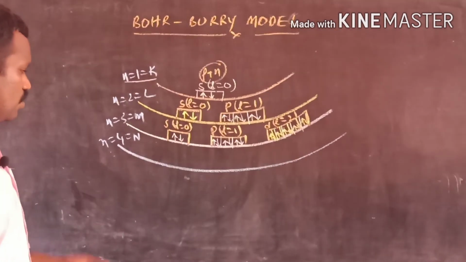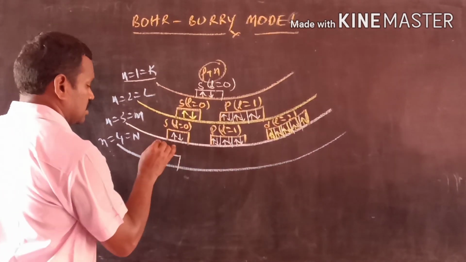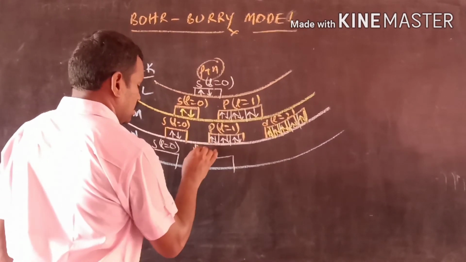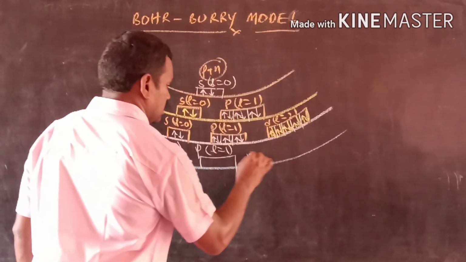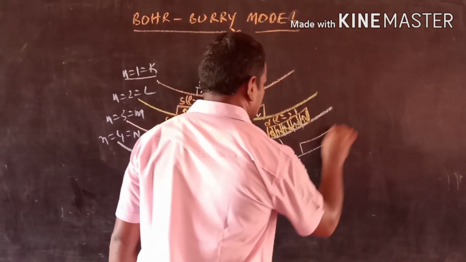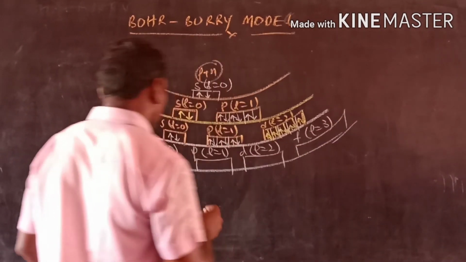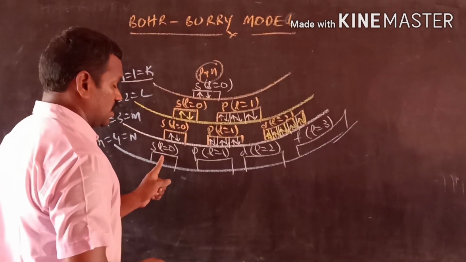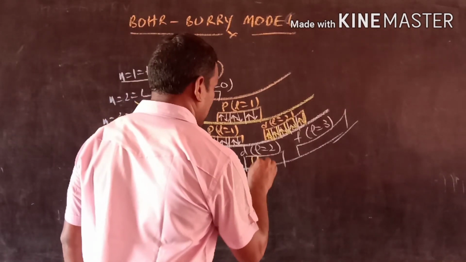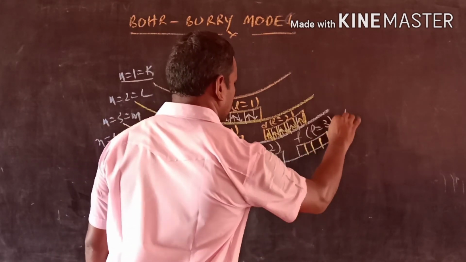Now, main level 4 is divided into 4 sublevels. We already know S sublevel with L equal to 0, P sublevel where L is equal to 1. Next one, D sublevel whose L value is 2, and as well as F sublevel where L is equal to 3. Here S with 1 orbital, P with 3 orbitals, D with 5 orbitals, F with 7 orbitals.